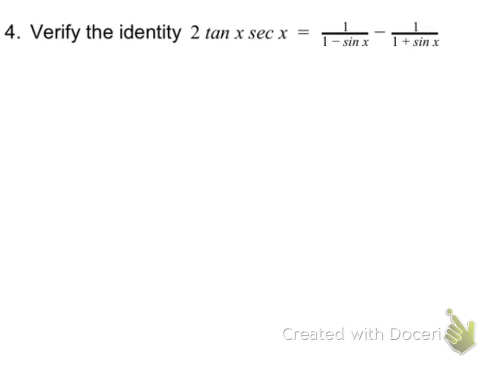Okay, we got to verify this one now. 2 tangent of x secant of x is equal to 1 over 1 minus sine x, minus 1 over 1 plus sine x. What side looks more complicated now? The right side, the one with the fractions. So what can we do with fractions when they're subtracted? Put them together. How do you put them together? Common denominators. That common denominator would have to be made up of a 1 minus sine x and 1 plus sine x.